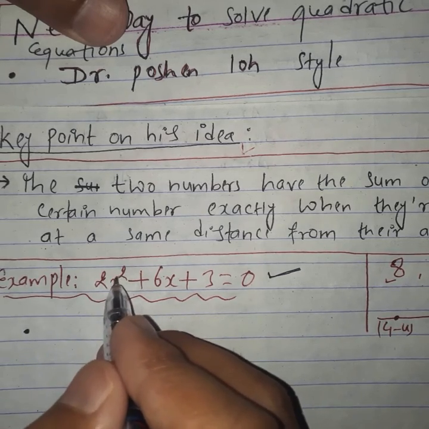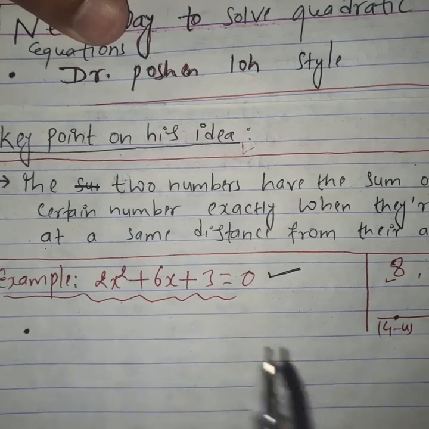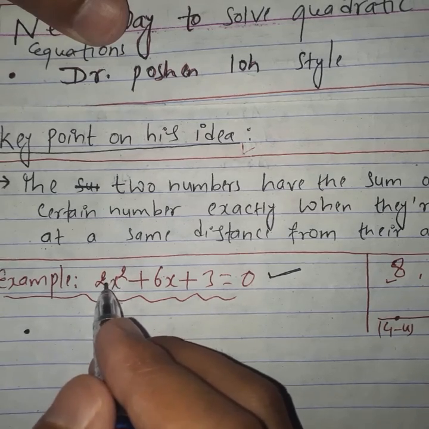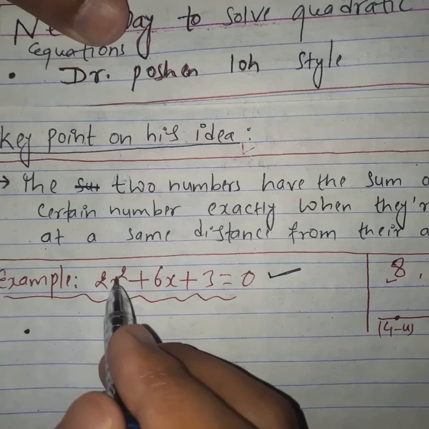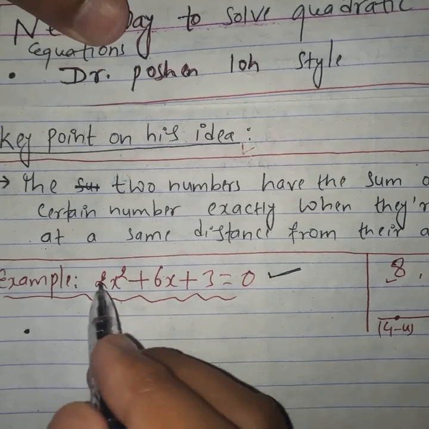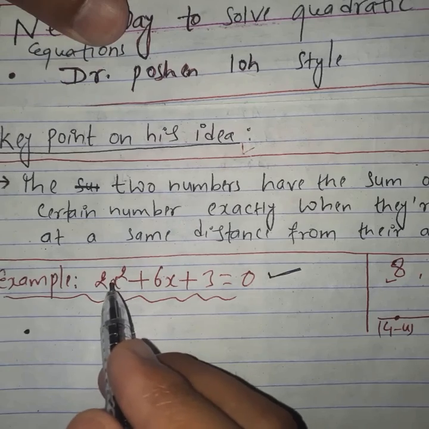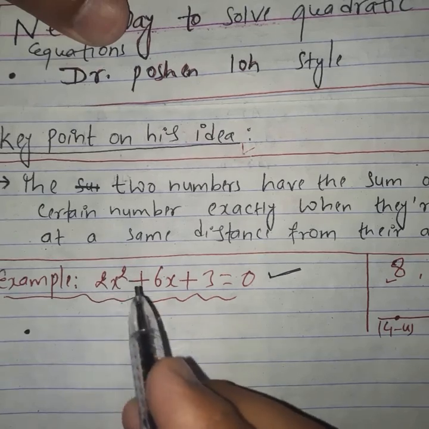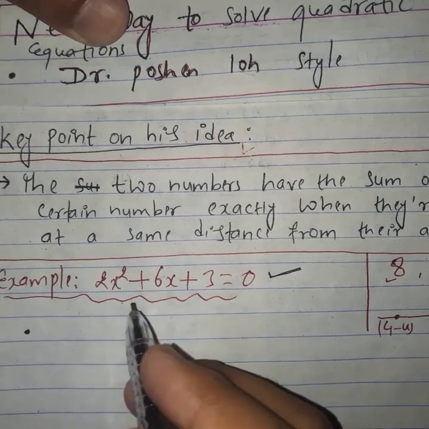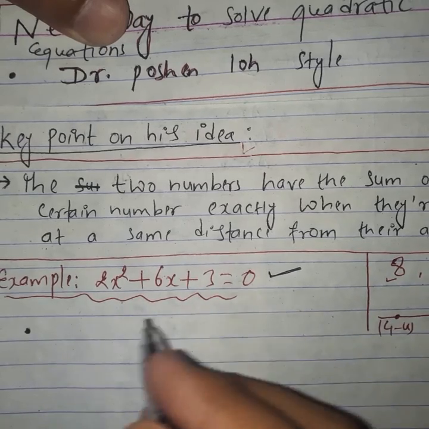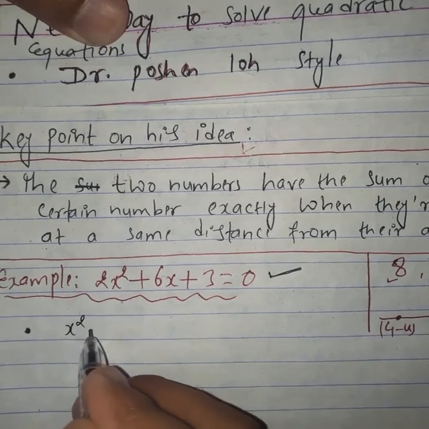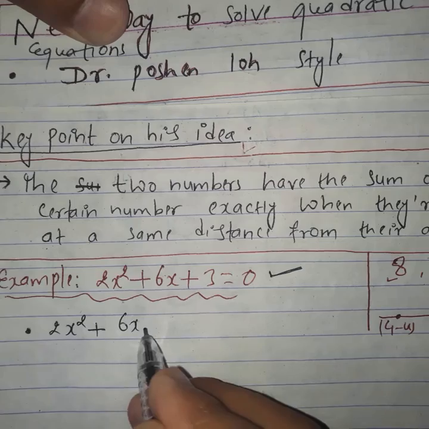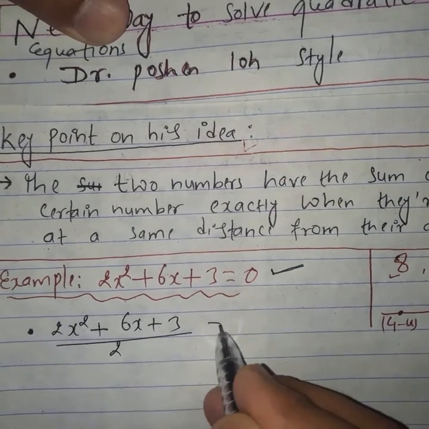To make the coefficient of x square 1, we have to divide both sides by 2. So let's divide this equation on both sides by the number 2. If there is already 1, there is no need to do this. If the coefficient is not 1, we have to make the coefficient of x square 1. So let's divide both sides by 2. Our expression will be x square plus 2x square divided by 2, 6x plus 3 divided by 2 equals 0.